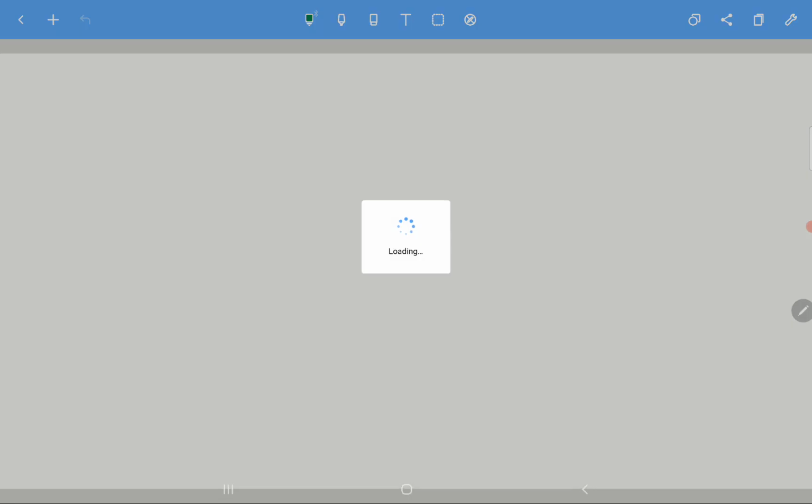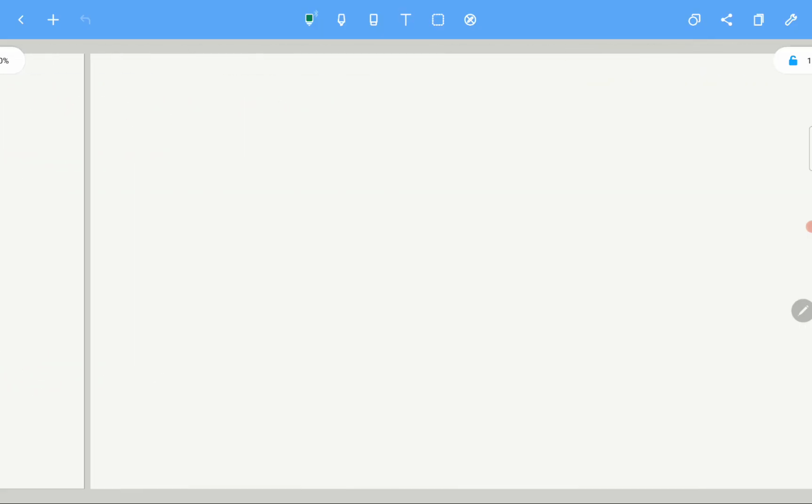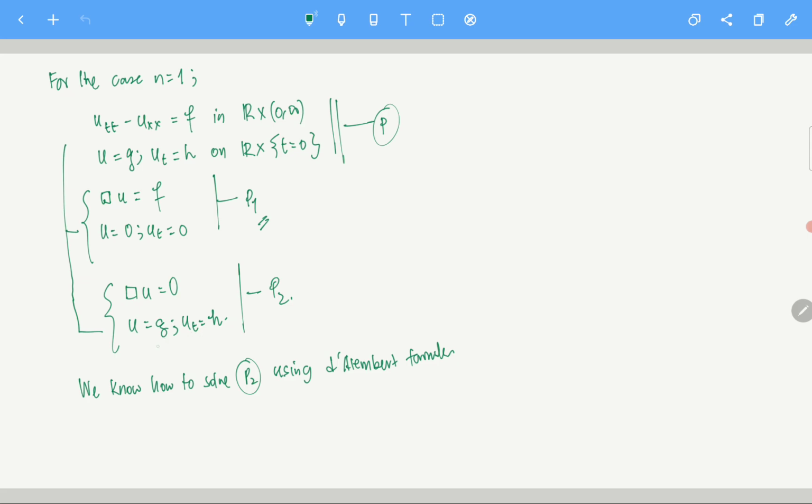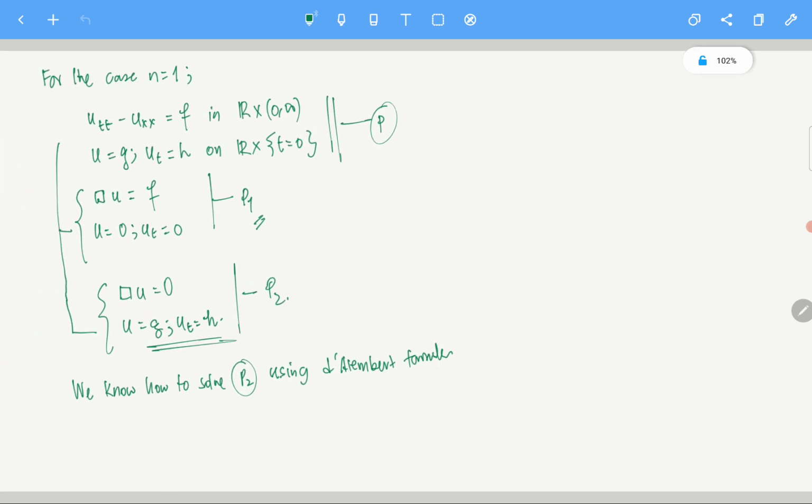Let me do it here. You see, u of x, t comma s, this is your WF, that if you want to write it from D'Alembert's. So essentially this problem for the time t equals to s, P2 for t equals to s. So if I want to solve this P1, I can solve P2 for t equals to s, right? And then go from there.